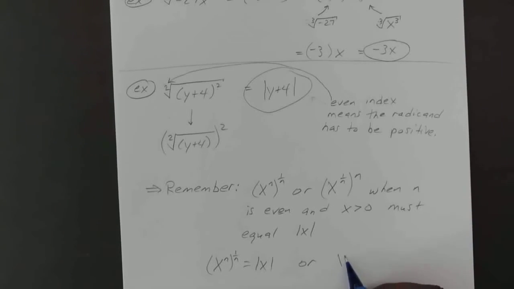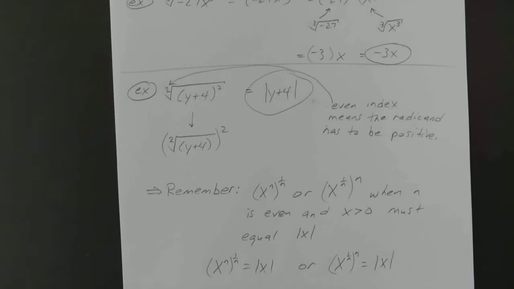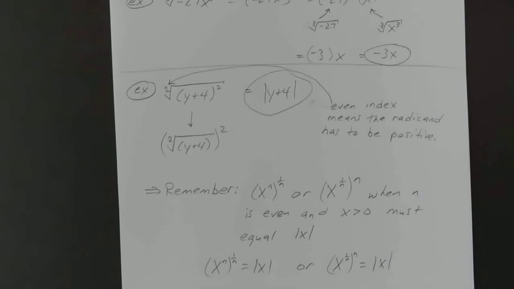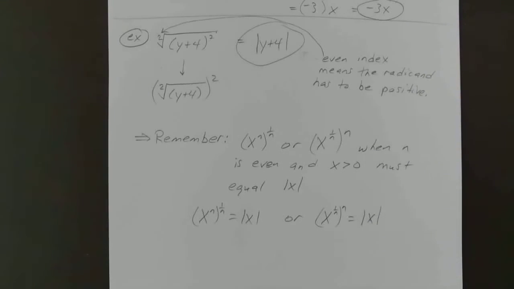or x to the power of 1 over n times n equals absolute value of x. Okay. So it doesn't matter which one is first. If you had, let's say, 4 and 4 rather than 2 and 2, it would still be the same. So if it's to the 1/2 squared or squared 1/2, still the same thing. All right, any questions on that one?